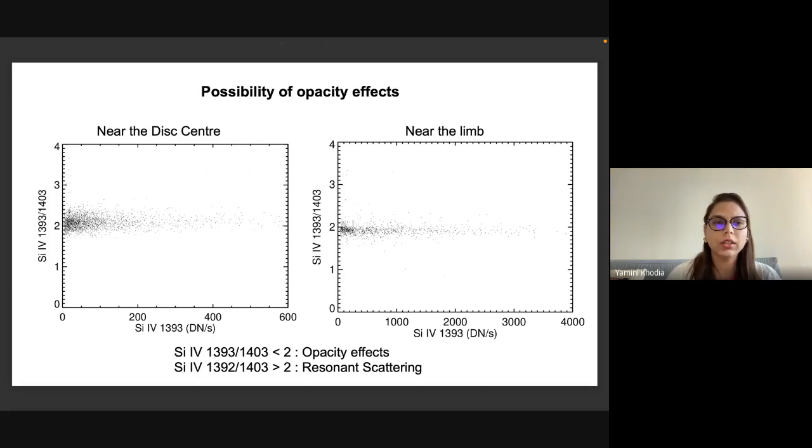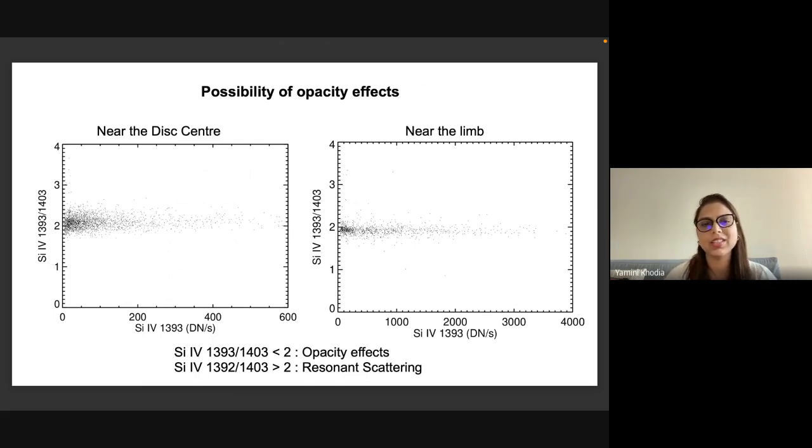So we checked the Si IV ratios for these two observations, and we found that, assuming Si IV is an optically thin line, the ratio of these two lines lies somewhere around 2, where ratio values less than 2 show the opacity effects, and values greater than 2 generally show resonant scattering.